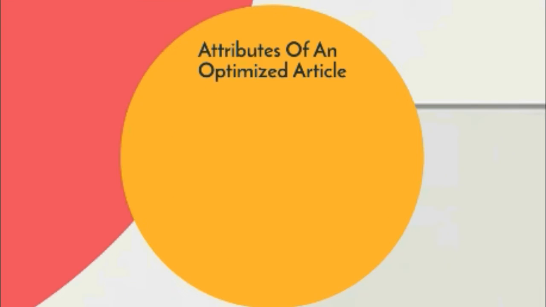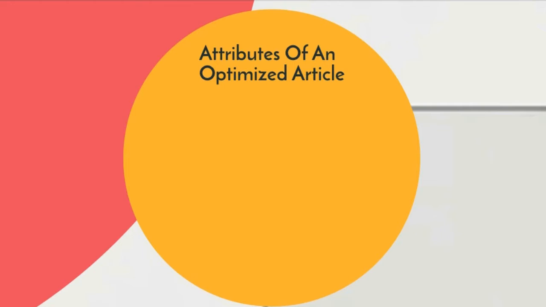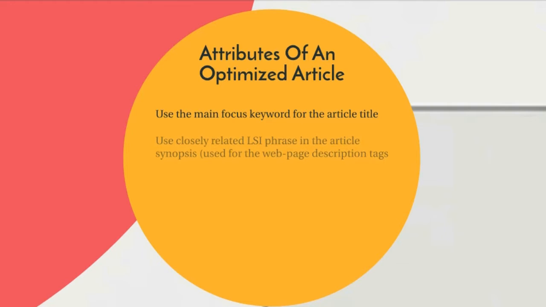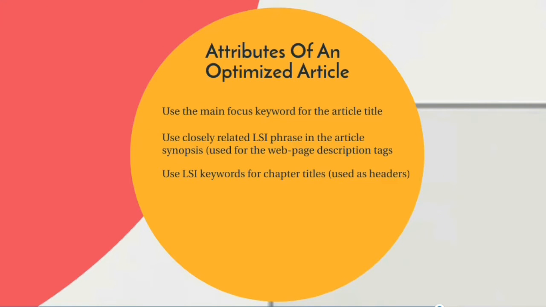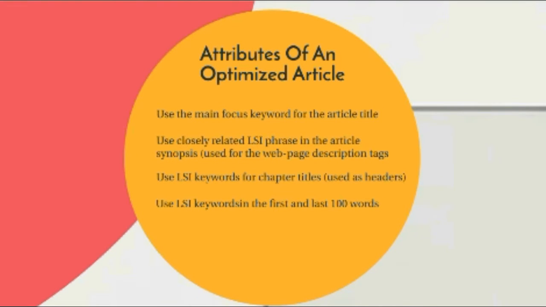A web page article well optimized for the search engines has the following attributes. Use the main target keyword for the title. You can use an LSI keyword to strengthen the title in the description that appears in the HTML tag for the web page. LSI keywords can also be used for the chapter titles. And finally, use an LSI phrase that is closely related to the main keyword right at the beginning and the end of the articles, in the first and the last 100 words.